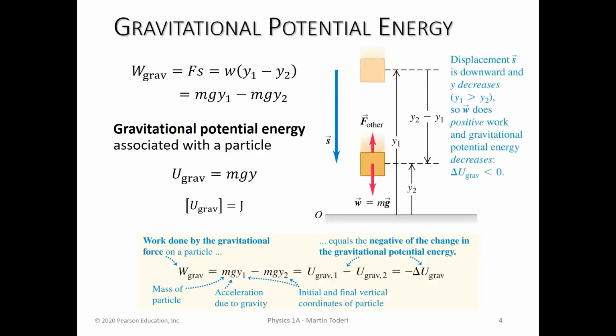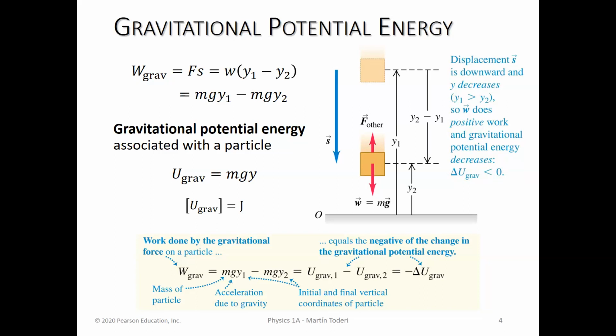So with the same reasoning, we can do the following. We have the work of the gravitational force. Remember when we defined the work in a straight line as just the force multiplied by s, and in this case the force is the weight, so it's mg, right? And the displacement is actually position 1 minus position 2.